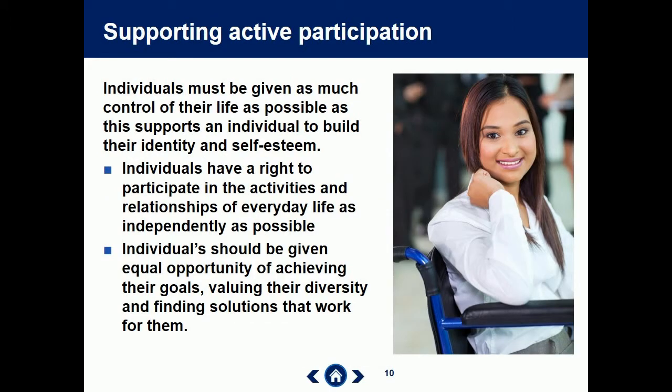Supporting active participation. Individuals must be given as much control of their life as possible, as this supports an individual to build their identity and self-esteem. Individuals have a right to participate in the activities and relationships of everyday life as independently as possible. Individuals should be given equal opportunity of achieving their goals, valuing their diversity and finding solutions that work for them.